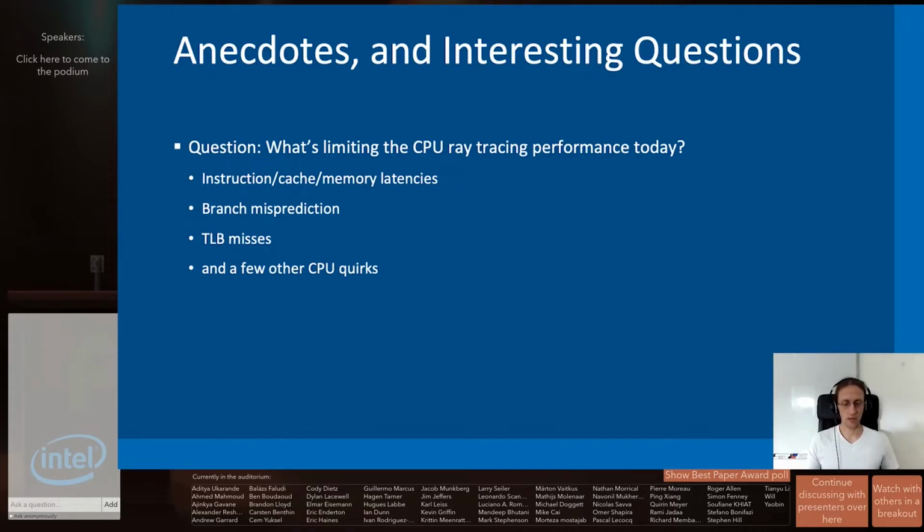That's because we only have a few threads on the core, and we cannot really leverage the out of order machine to hide latencies because we have very hard to predict branches in the code, in particular for the BVH traversal. And there are a few second order issues on the CPU in terms of TLB misses and other CPU quirks, which also affect performance. But the main point is latencies.